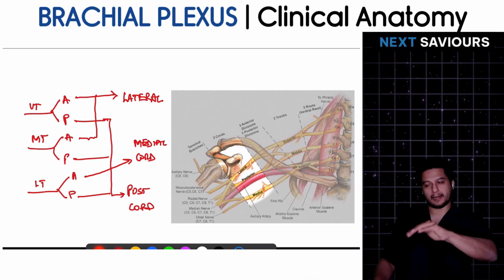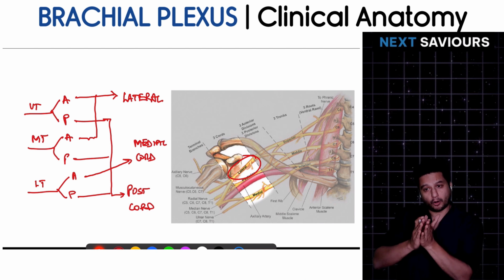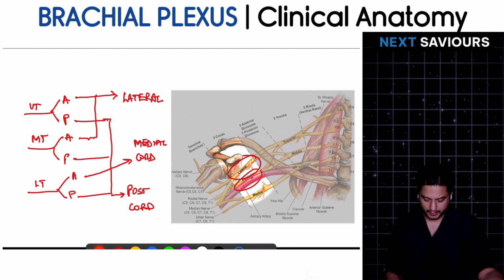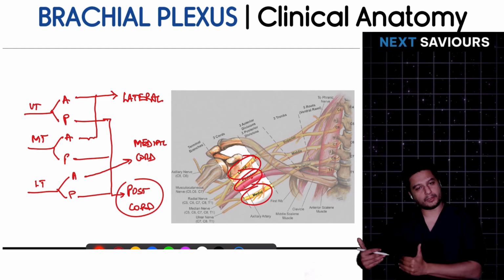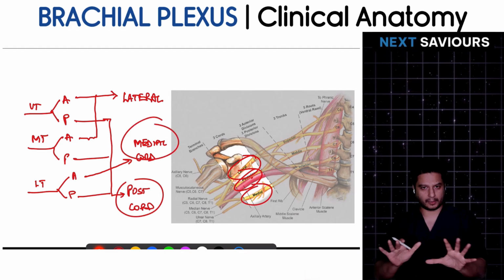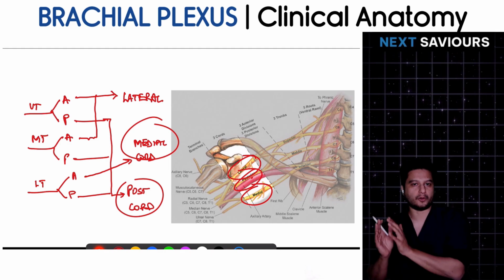If the cord is lying lateral to the axillary artery, it will be called the lateral cord. If the cord is lying posterior to the axillary artery, it will be called the posterior cord. While if it is lying medial to the axillary artery, it would be called the medial cord. And at this point, you also came to know the origin of these cords.